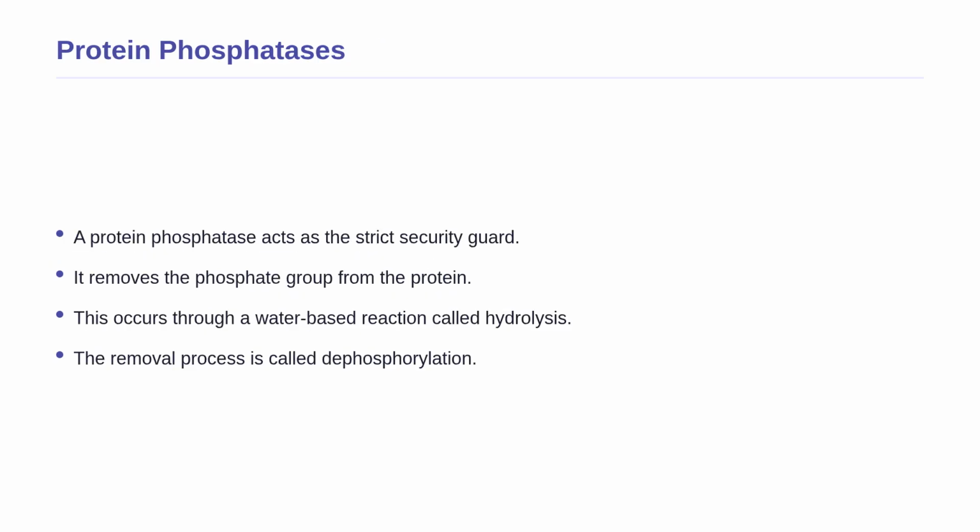While kinases turn things on, we also need a reliable way to turn them off. The strict security guard who walks around taking the badges away to turn the workers off is called a protein phosphatase. Conversely to kinases, a protein phosphatase is an enzyme that removes this exact same phosphate group from the target protein. It does this through a water-based reaction called hydrolysis, which we call dephosphorylation. This removal is just as important as the addition, ensuring signals do not last longer than necessary.